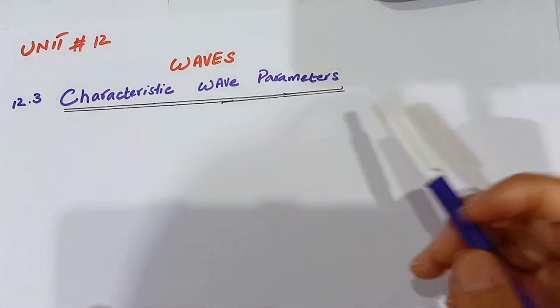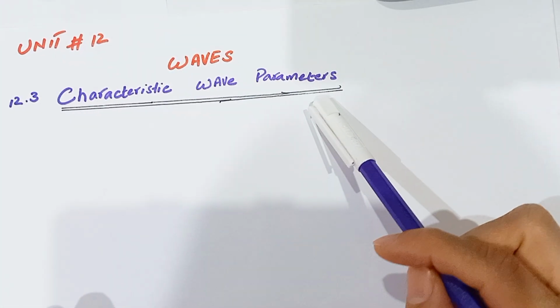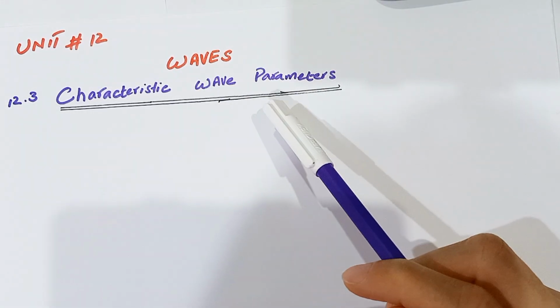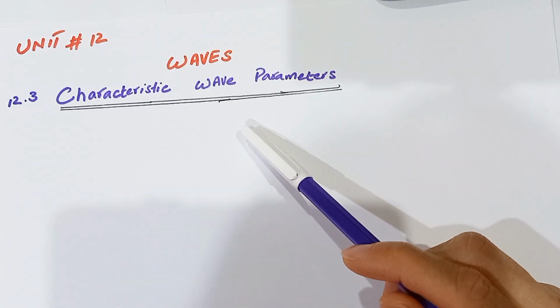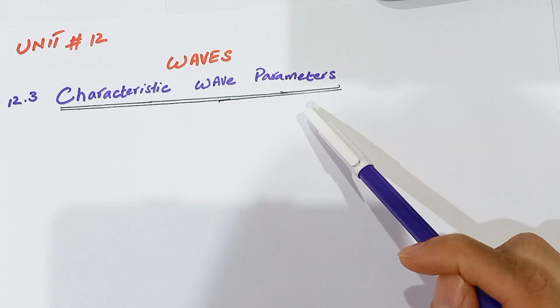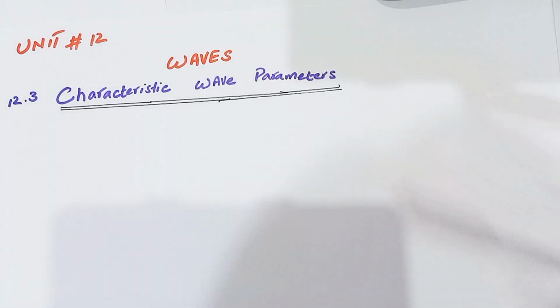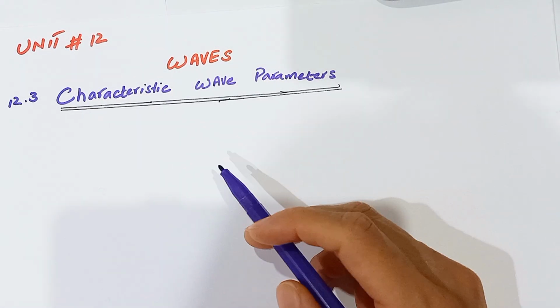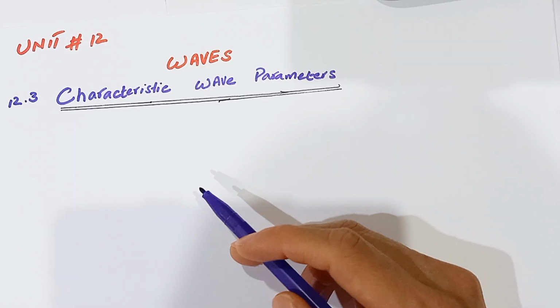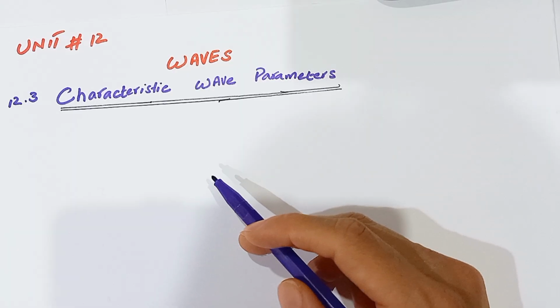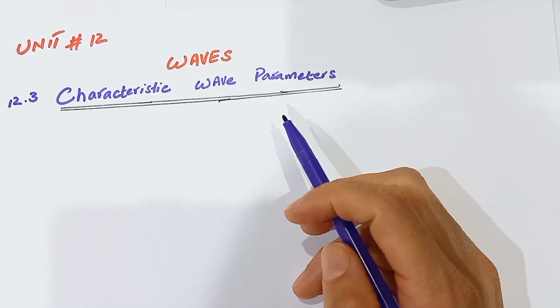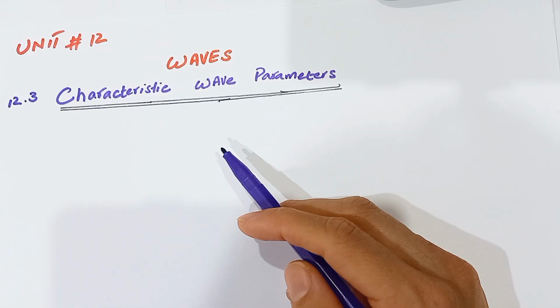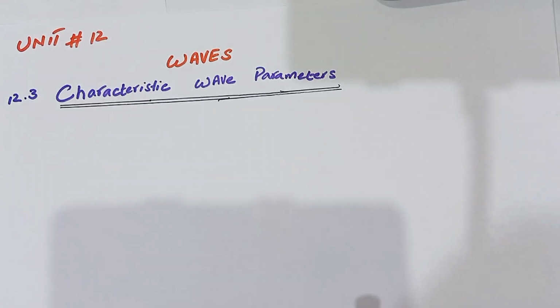Today we discuss the topic of the wave, that is the characteristic wave parameters. To understand waves properly, we must know the quantities that describe them. These quantities are called the characteristic wave parameters. Think of a wave as a person: just as we describe any person by height, weight, and age, we describe the wave by wavelength, wavefront, crest, trough, displacement, amplitude, time period, and frequency. These are the characteristic wave parameters. We use them to define the wave.